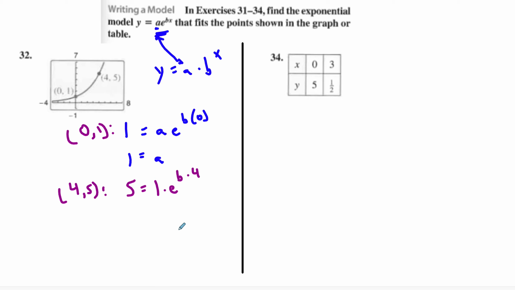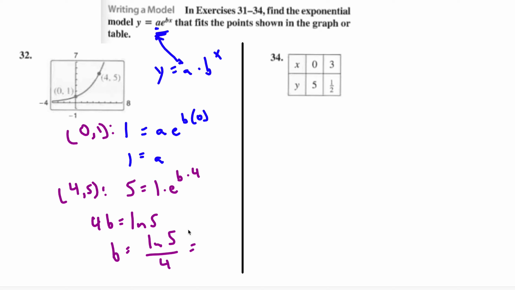4. Is this an equation we can solve? Well, the 1 isn't inconsequential in this case. We could divide by 1, we still get 5. So really, we got e to the 4b. So what we can do is take the natural log of both sides, and when we take the natural log of both sides, that cancels out, so we get 4b equals natural log of 5. B is the natural log of 5 over 4.